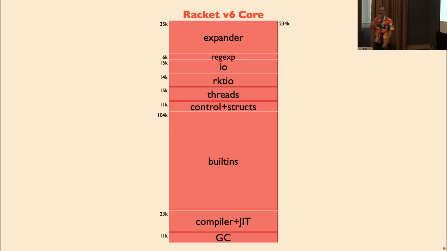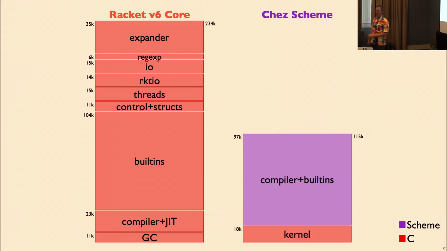So let's zoom in on that. We're talking about 230,000 lines of C code or so. A totally fictitious layering of the system would look like this. It's actually there's lots of dependencies between things, but you can break it out into these major subsystems. In contrast, here's Chez Scheme. So Chez Scheme is a lot of Scheme code on top of a small C kernel. The kernel is going to be garbage collection, I/O, glue to the operating system, and so on. So you can see why we're going to go from here to there.